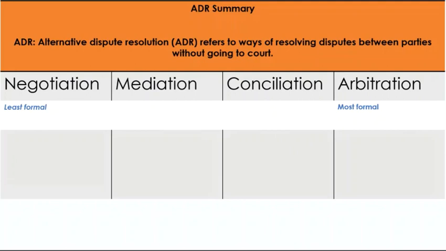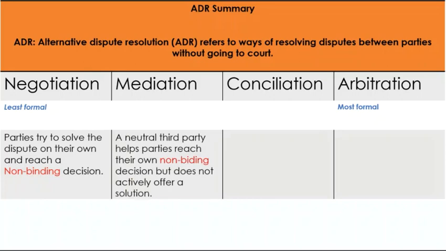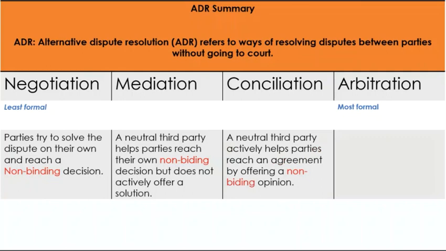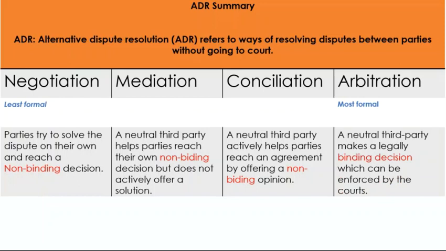Negotiation is when parties try to solve their own dispute on their own and reach a non-binding decision. Mediation is when a neutral third party helps parties reach their own non-binding decision but does not actively offer a solution. Conciliation is when a neutral third party actively helps parties reach an agreement by offering a non-binding opinion. And finally, arbitration is when a neutral third party makes a legally binding decision which can be enforced by the courts.